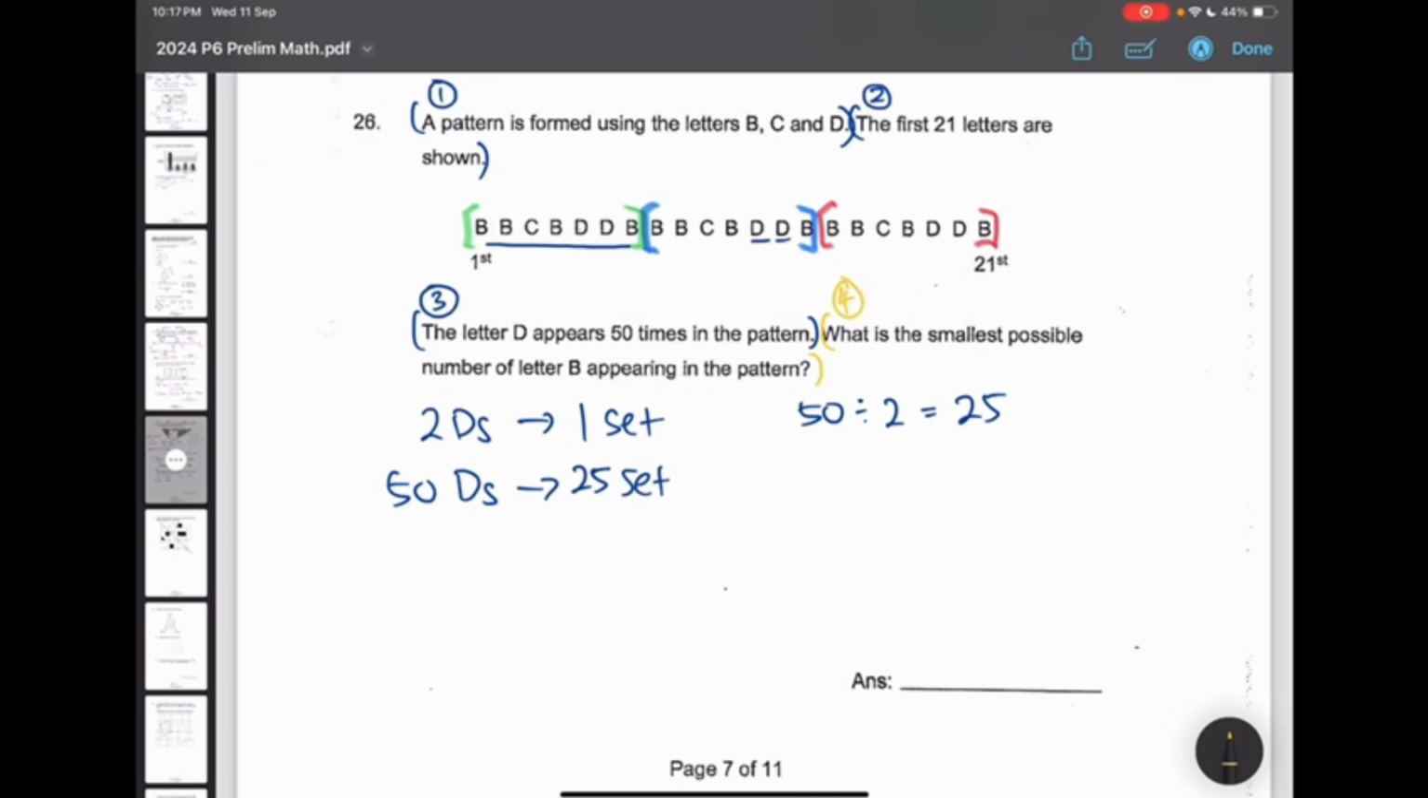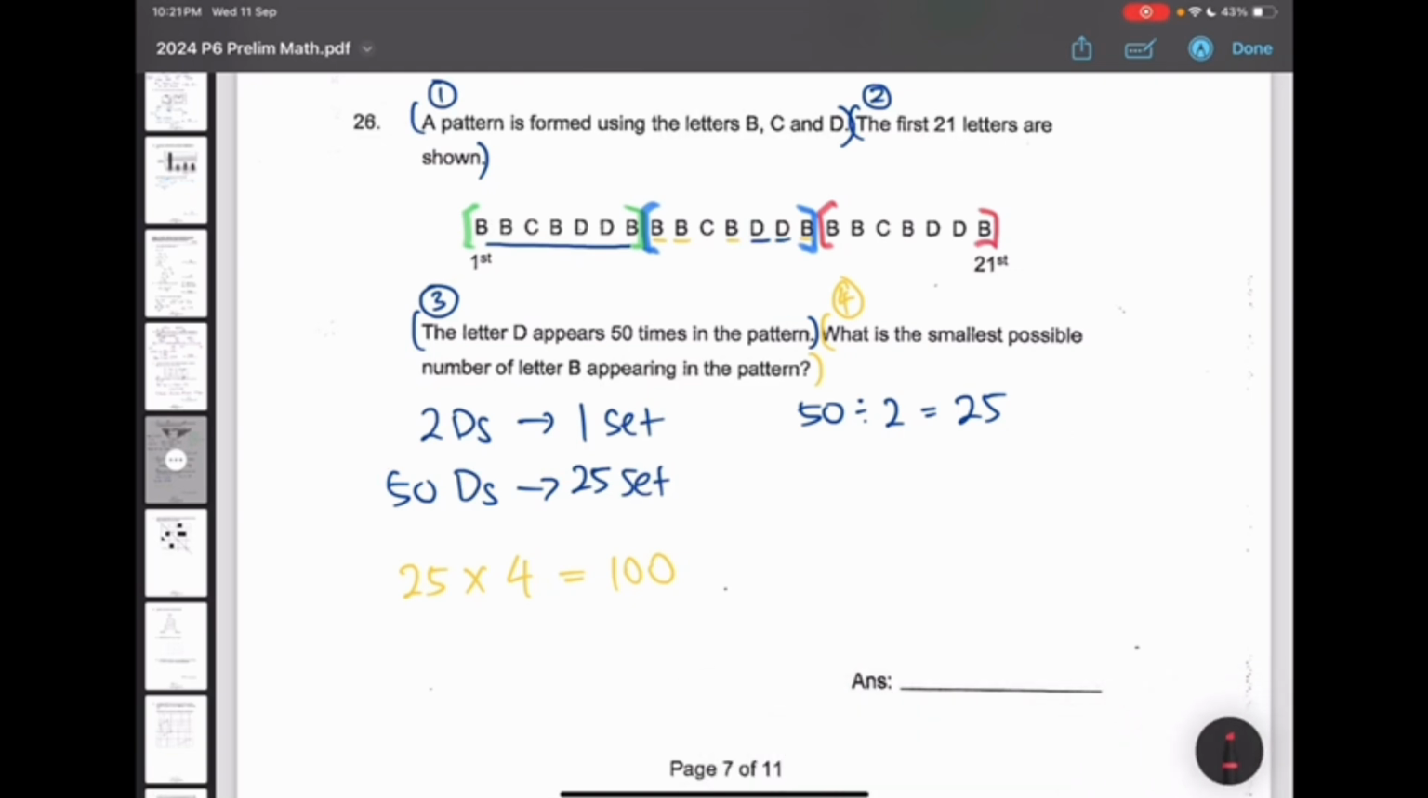Next thing we need to find out is how many B's show up in one small pattern. Let's count that together. We have 1, 2, 3, and 4. Knowing that there are 25 sets in this pattern, what I want to do is to find the number of B's I have in these 25 sets first. So how can I find that out? All I have to do is take 25 times the 4 B's in each small pattern, right? And that would simply give me 100.